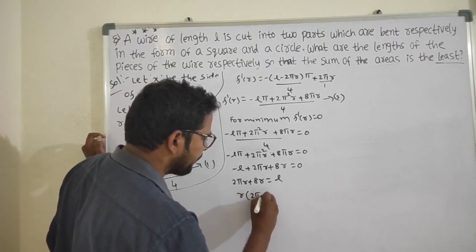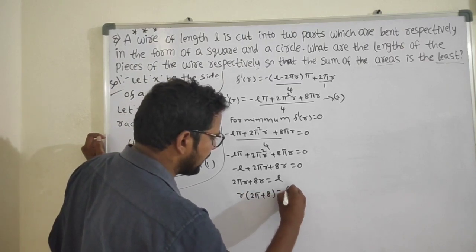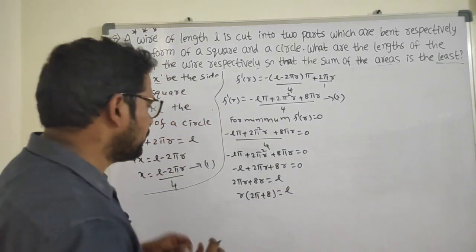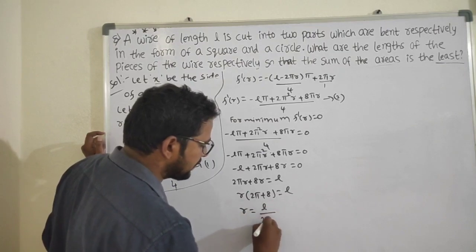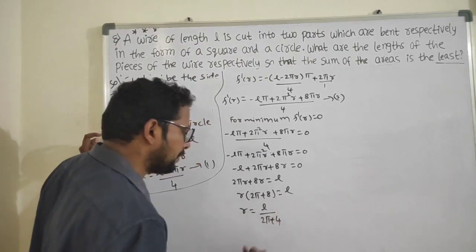2 pi plus 8 is equal to L. So, taking 2 pi plus 8 to the right side, r is equal to L by 2 pi plus 8.